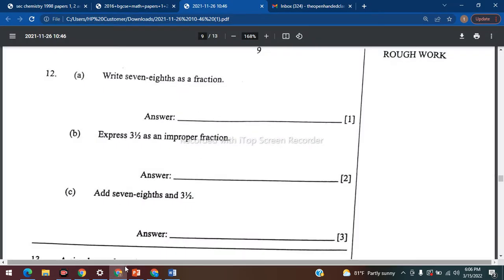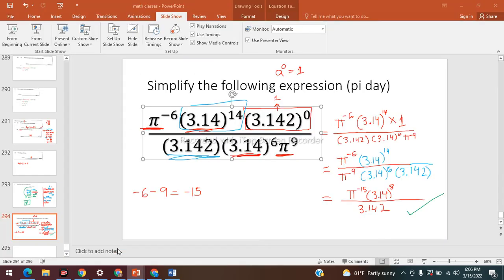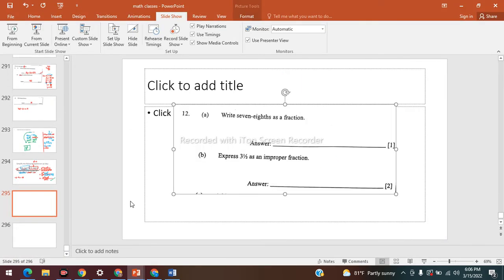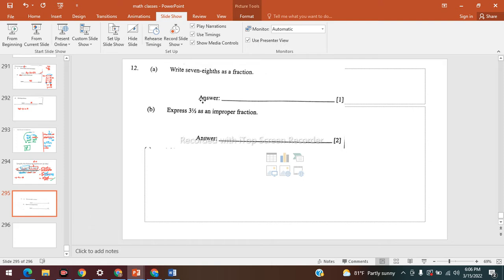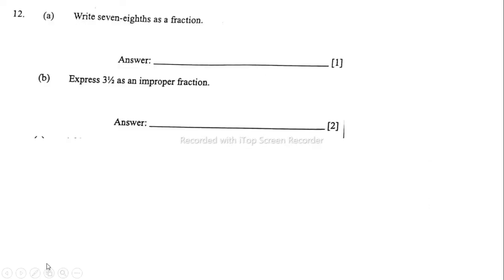This is the question that we're on. So let me put it on the screen. All right. So the question states the following: write 7/8 as a fraction. So how are we going to write that? Anyone know? Anyone have any idea? What is 7/8 as a fraction?